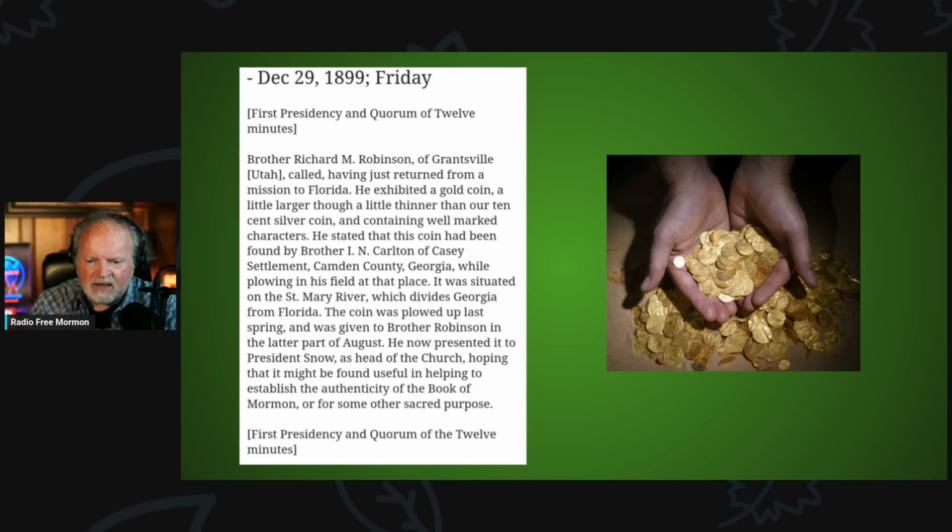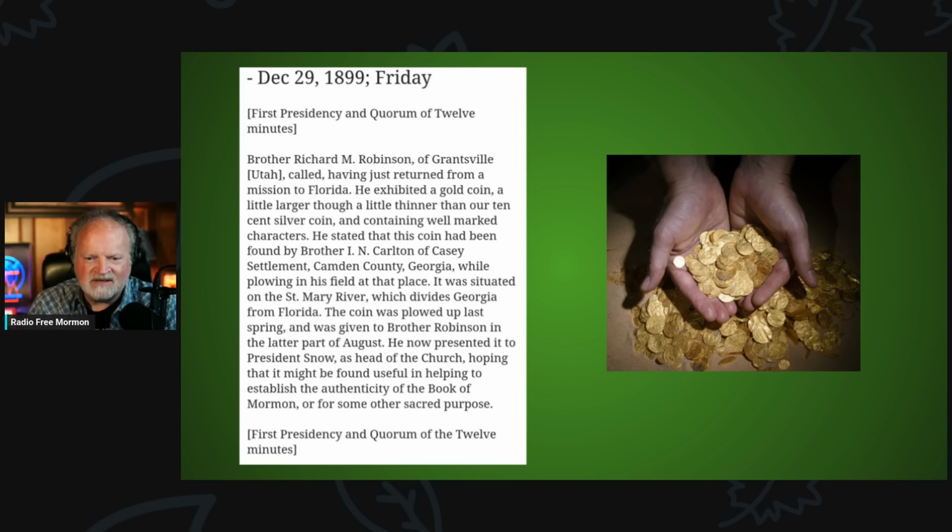The coin was plowed up last spring and was given to Brother Robinson in the latter part of August. So he didn't find it. It was given to him. He now presented it to President Snow as head of the church, hoping that it might be found useful in helping to establish the authenticity of the Book of Mormon or for some other sacred purpose. So we know they've got this coin at a minimum. I think they got the other ones too, but they definitely got this coin in the vault.